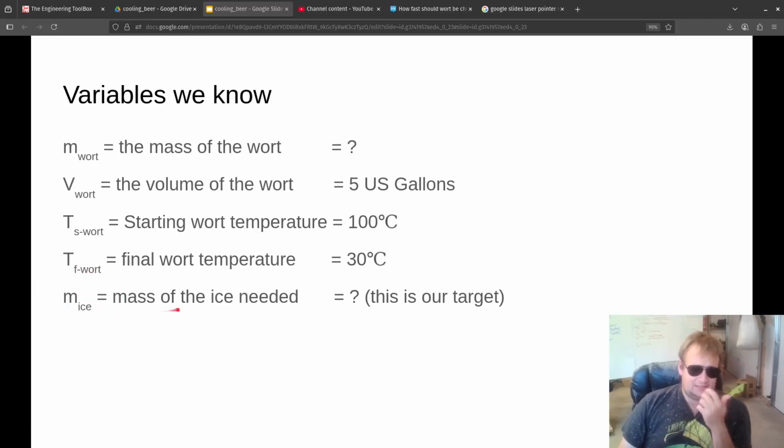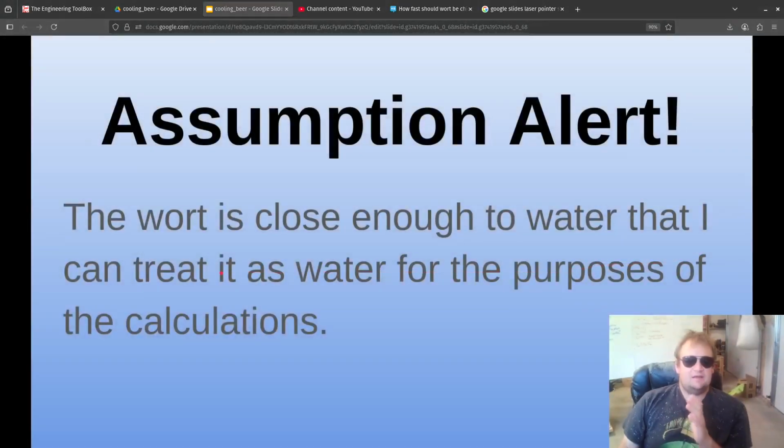Mass of the ice. This is our target, so we don't actually know this yet. We're figuring this out. I guess we are also figuring out the wort mass, but this is what we're interested in. Okay, let's go to the next slide. Okay, so this is our first assumption.